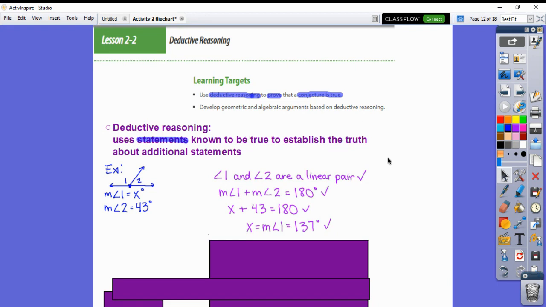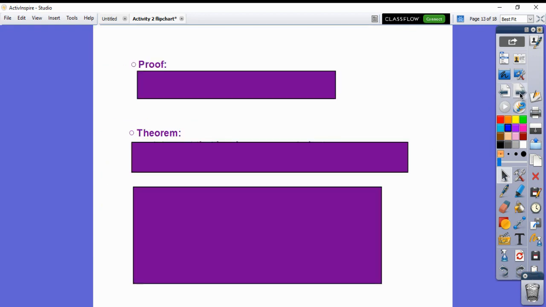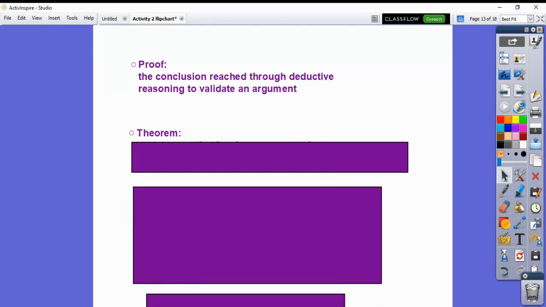Okay, so before we look at some examples, here are two more definitions. We just saw an example of a proof. A proof is the conclusion reached through deductive reasoning to validate an argument.